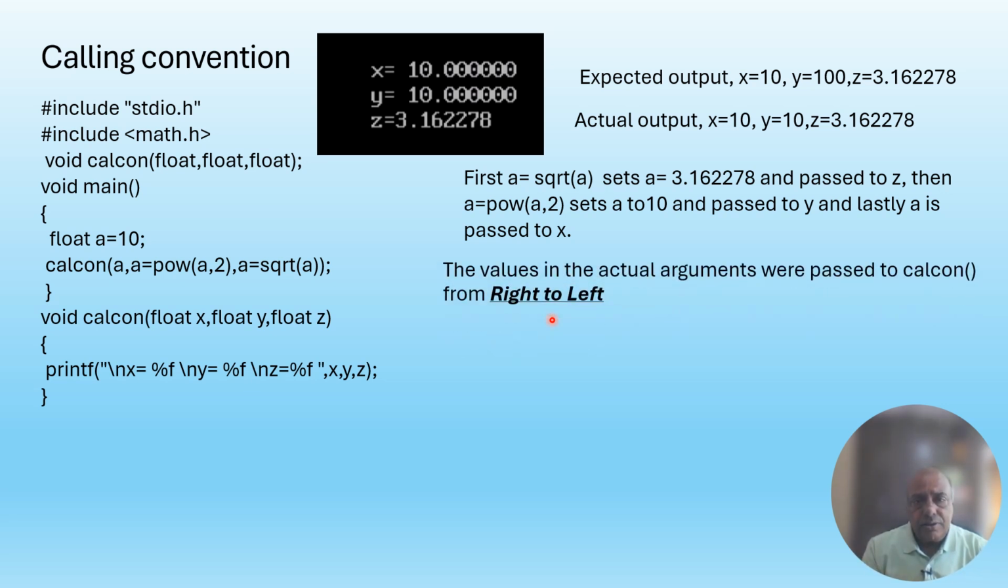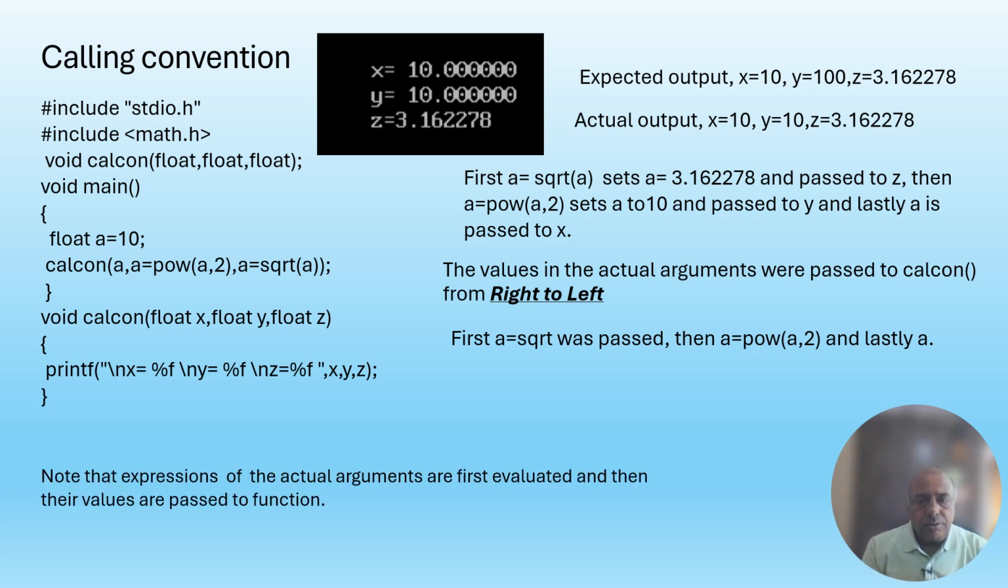So what we find here is the values in the actual arguments were passed to the calcon function from right to left. So the rightmost parameter was passed first, then the middle parameter, and then lastly the leftmost parameter. First a is equal to square root was passed, then a is equal to power was passed, and lastly a was passed. We can also see here that the expressions of the actual arguments are first evaluated, then their values are assigned to the variable a, and those values are passed to the function.